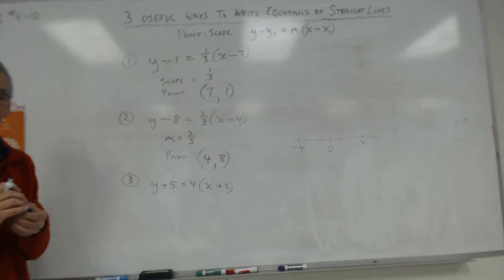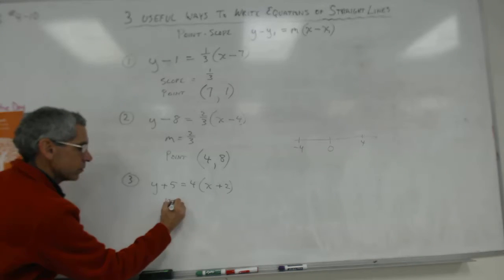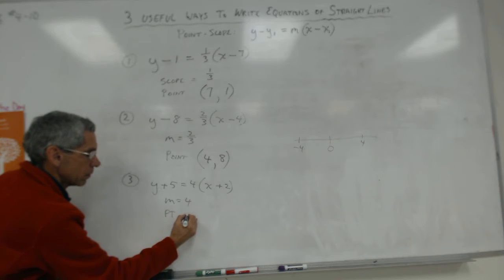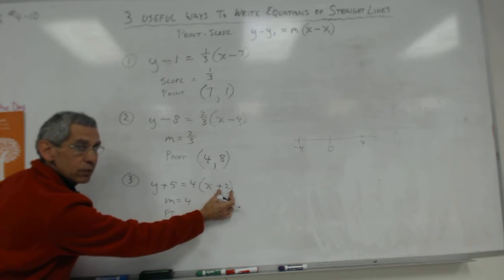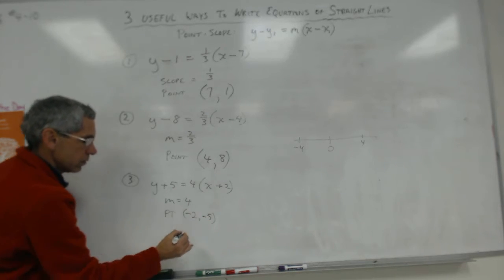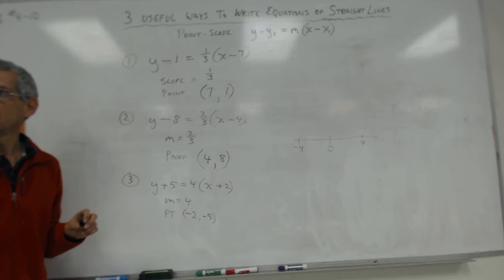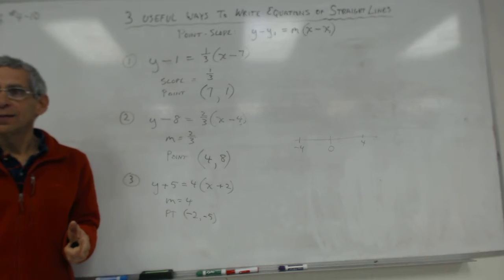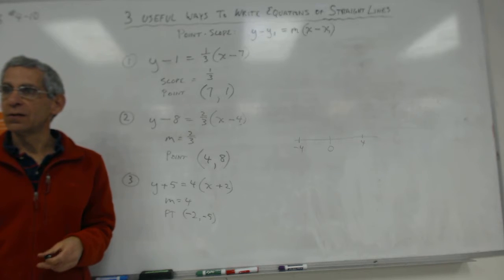So the slope would be 4, and the point would be negative 2 and negative 5. Negative 2, the opposite of this, comma, the opposite of that, negative 5. Beautiful. Nice. Awesome. All right, so now, last piece is how would you graph these?